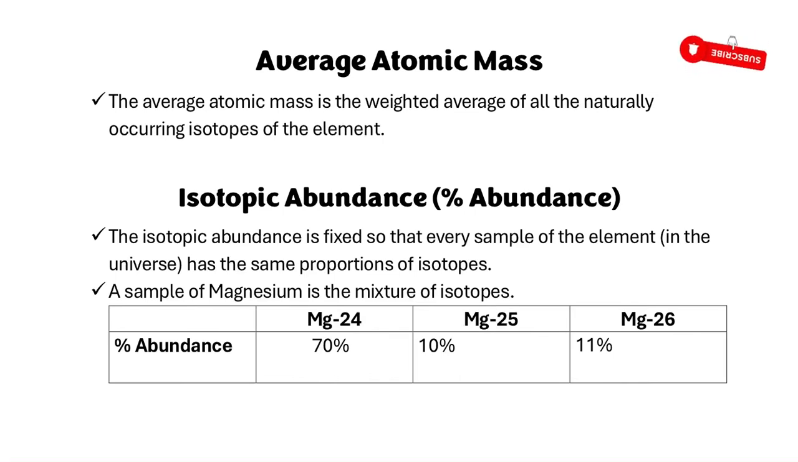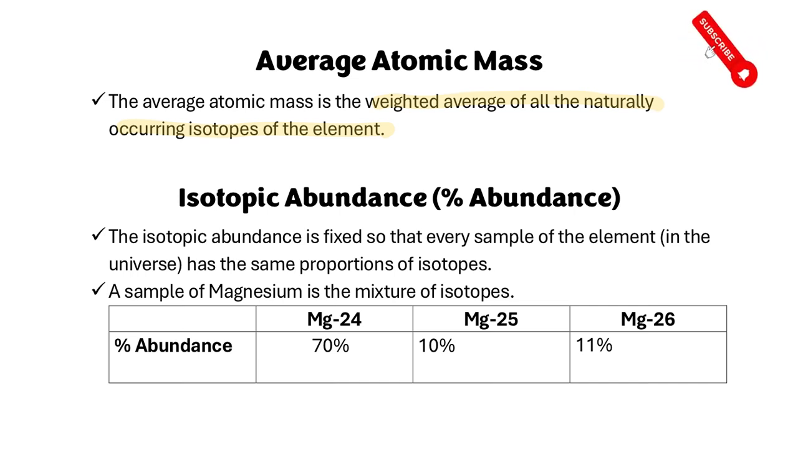What is an average atomic mass? The average atomic mass is the weighted average of all the naturally occurring isotopes of an element. Remember, atomic mass is different from the mass number. To calculate the average atomic mass, we must know what is isotopic abundance or percent abundance.